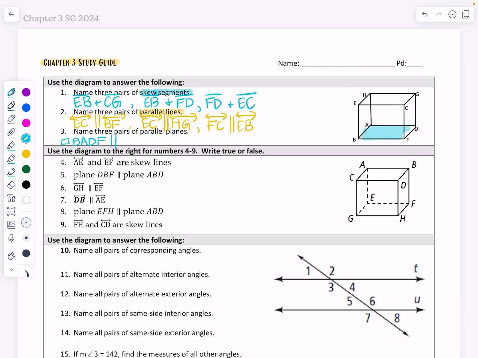BADF, that floor, is going to be parallel to the ceiling. So what are those 4 letters? That would be EHGC.